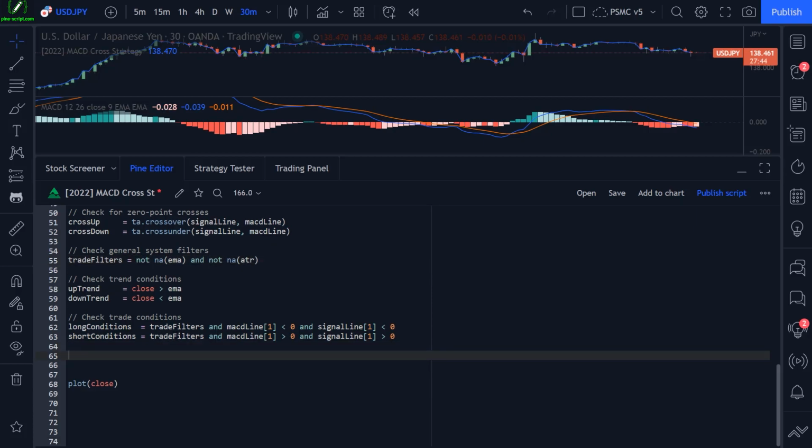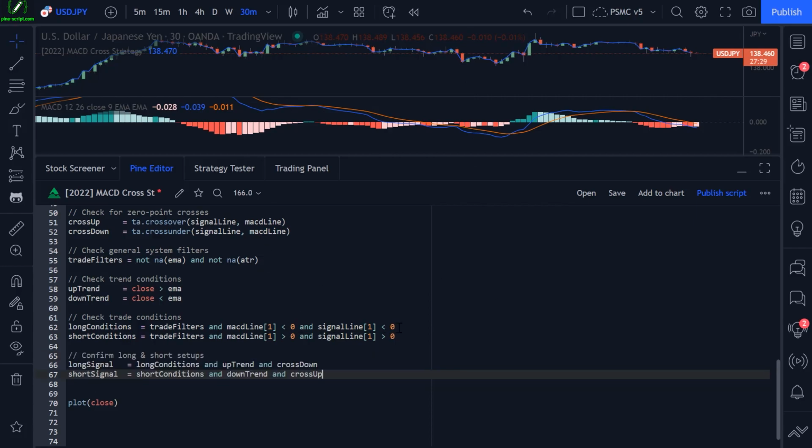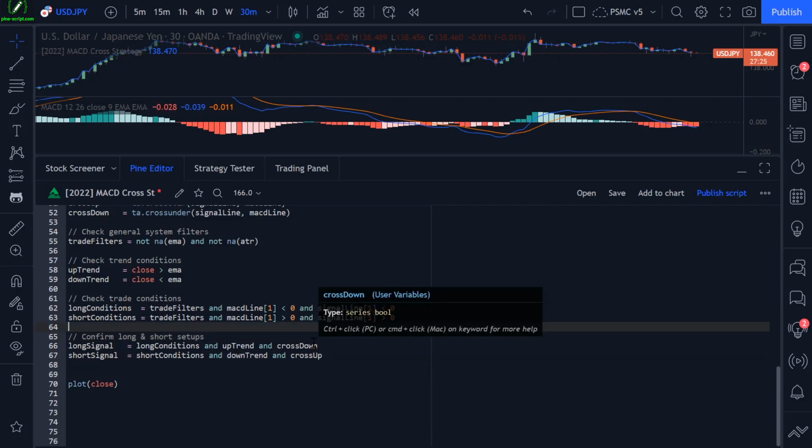Next up, we need to confirm our long and short signals. Now you could combine all of these parameters into one Boolean condition. I'm splitting them up like this just to make the script a bit easier to read, especially since I've blown up my screen size here, my resolution. If I were to combine all of these onto one line, it would go off my screen. So that's why I'm separating them like this. You don't need to do it like this, but it does make the code a lot easier to read.